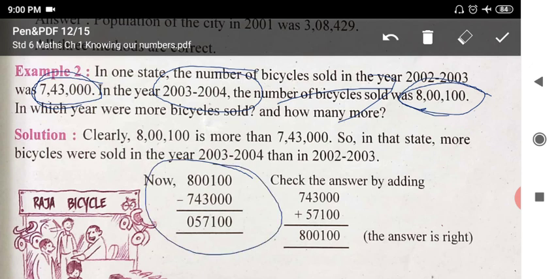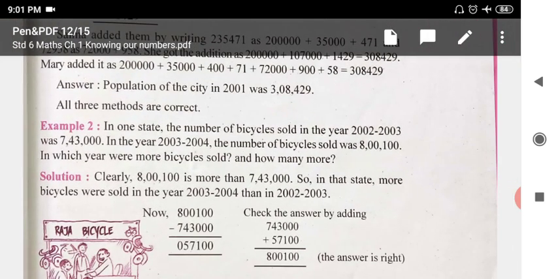You can see 8,100,000 minus 7,43,000. So after subtracting, the number which we get is 57,100. Okay, so we can say that in 2003 and 2004, 57,100 more bicycles were sold. Clear? These are the two examples.